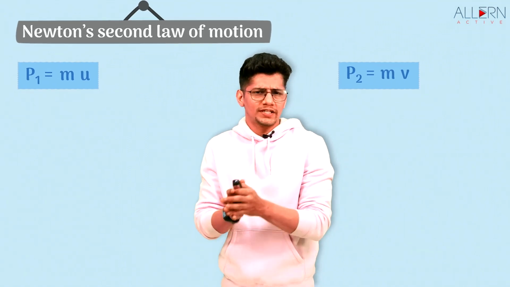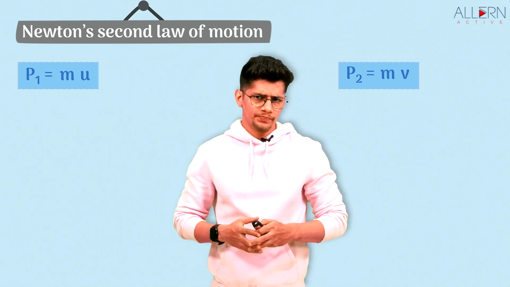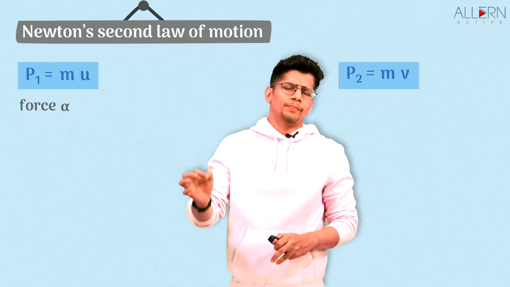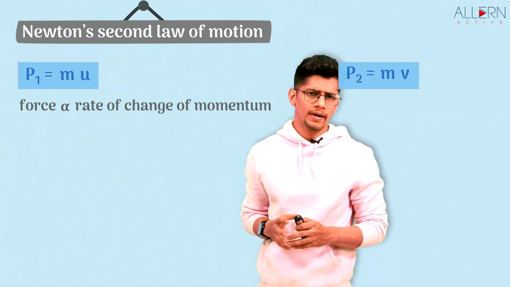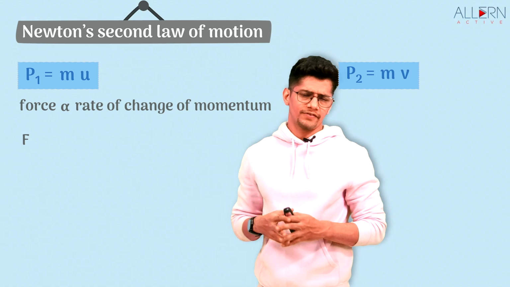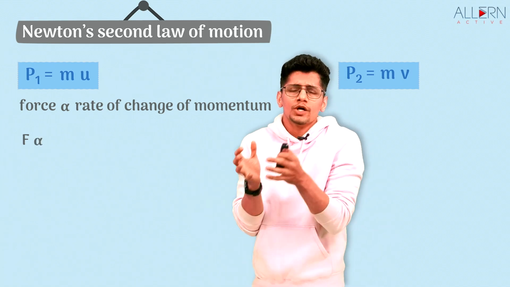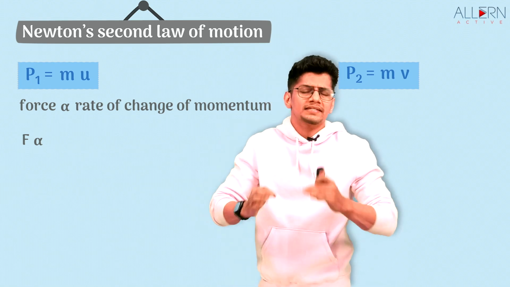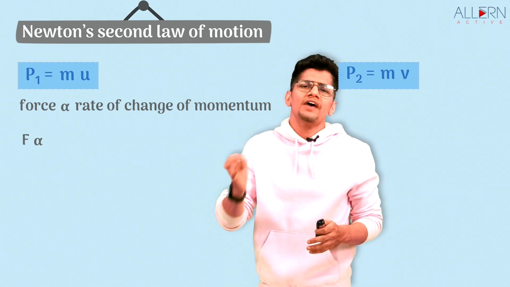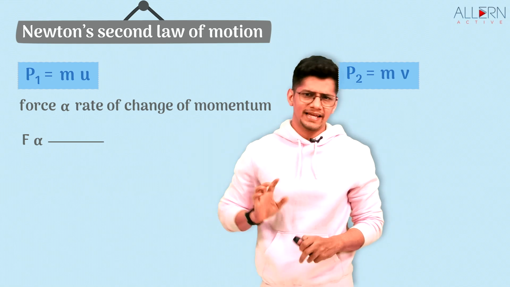Let's start. So to derive the equation of second law of motion, we are going to obviously use the second law of motion, which says that the force is directly proportional to the rate of change of momentum, right? Now what is force denoted by? It is denoted by capital F, right? And directly proportional means alpha. Now what is rate of change of momentum? We know that rate means it is related to time, and whenever we have this word rate, we have to divide by time. So we divide by time first of all.